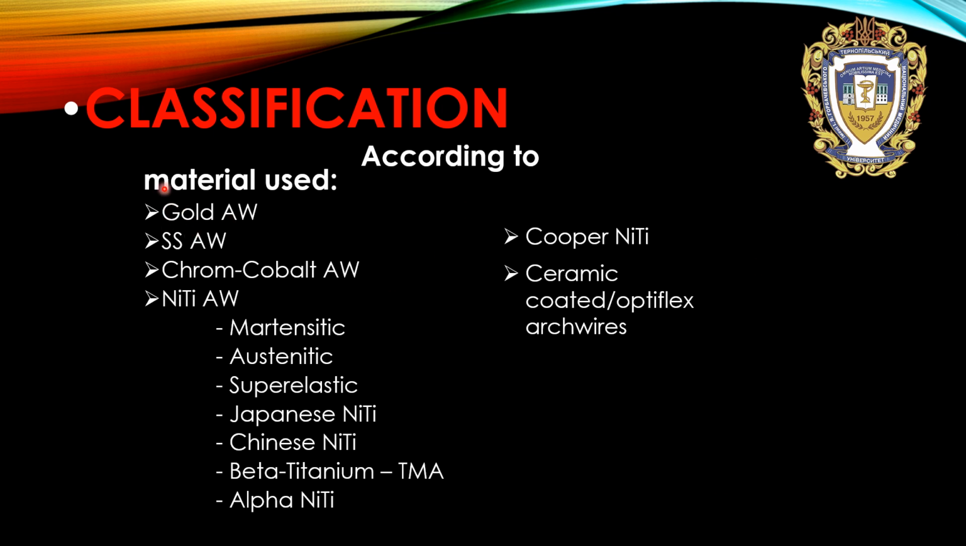According to the material used, an archwire could be made from gold alloy, gold archwire, stainless steel archwire, chrome cobalt archwire, nickel titanium archwires: martensitic, austenitic, superelastic, Japanese NiTi, Chinese NiTi, beta titanium, TMA, alpha NiTi. Then copper nickel titanium and ceramic or coated OptiFlex archwire.